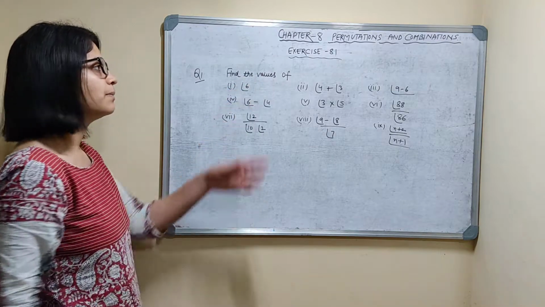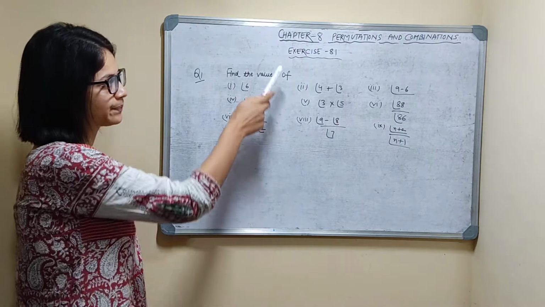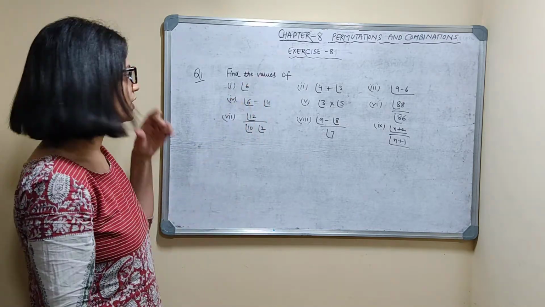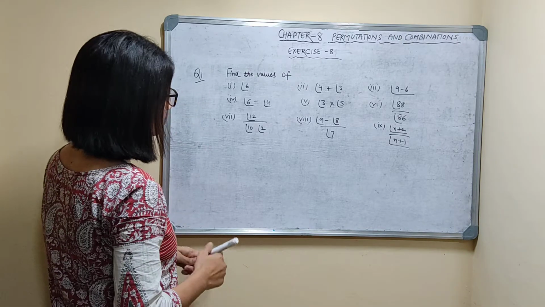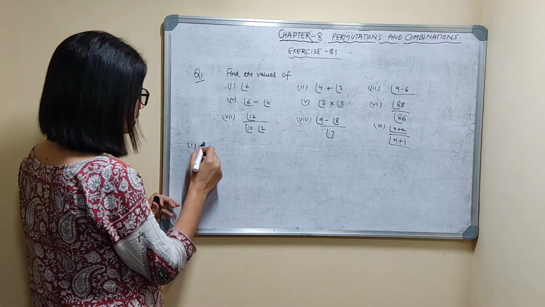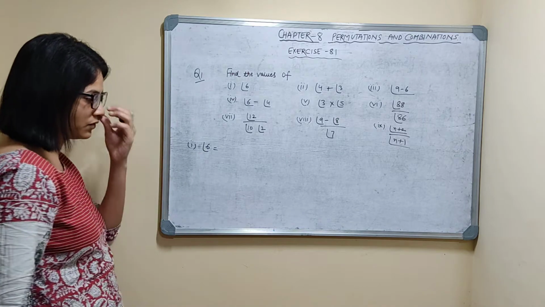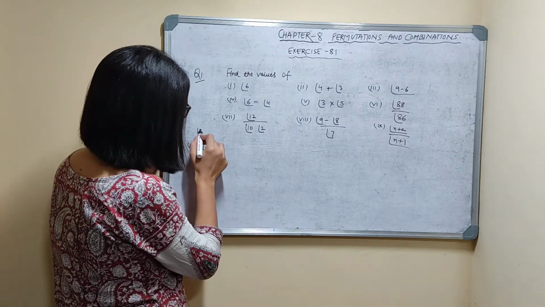Chapter 8, permutations and combinations. We are going to do exercise 8.1. Question number 1. Find the values of, first is factorial 6. What's this factorial 6? How will I write factorial 6? Factorial n. What is the value of factorial n?